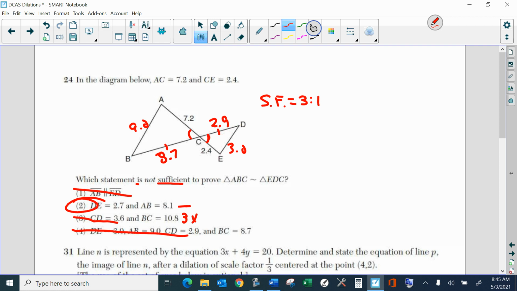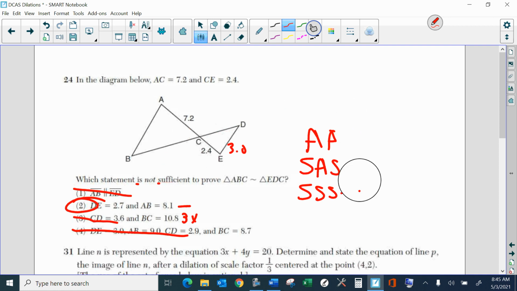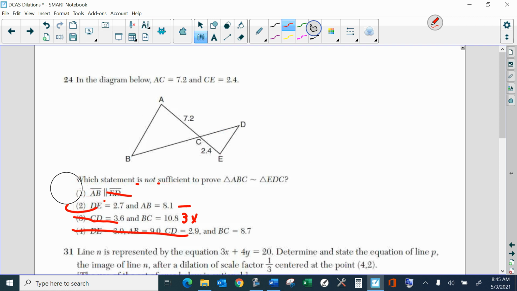So 2 is the one, because remember there are 3 ways of proving triangles similar: AA similarity, also called AAA, because if I have 2 the same, the third has to be the same, SAS similarity or SSS similarity. And remember, the sides have to have the same ratio, which they all were, 3 to 1. The angle measure has to be exactly the same. Well, we have our vertical angle here, so that is the same. So this one did not give us the SAS or SSS, so it's number 2 that was not sufficient. That's why you have to know your ways of proving triangles similar.